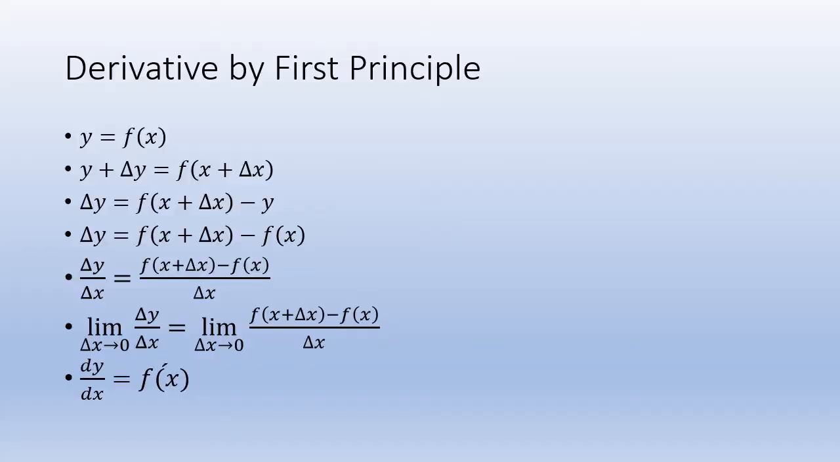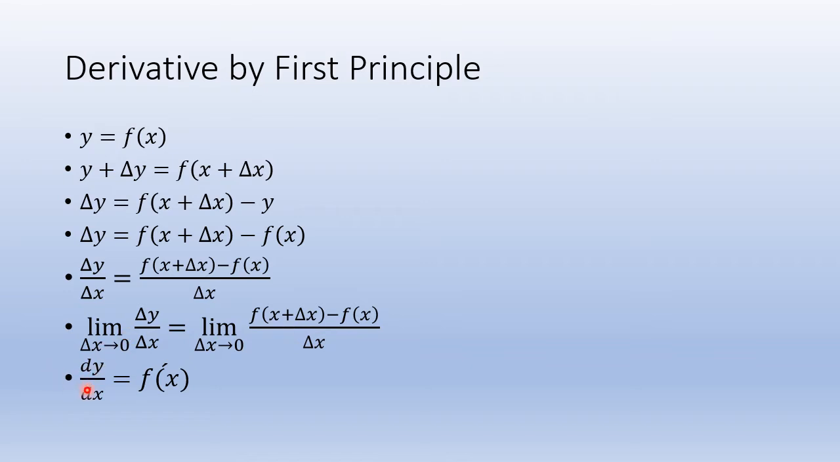Here it is. Step number 1, let's name the given function as y. Step 2, replace x by x plus del x, y by y plus del y. Step 3, find del y. Step 4, put the value of y here, y equals to f of x. Step 5, divide both sides by del x. Step 6, take the limit, evaluate this limit.